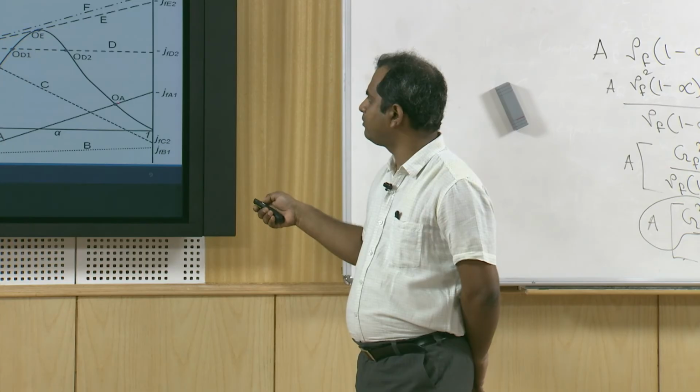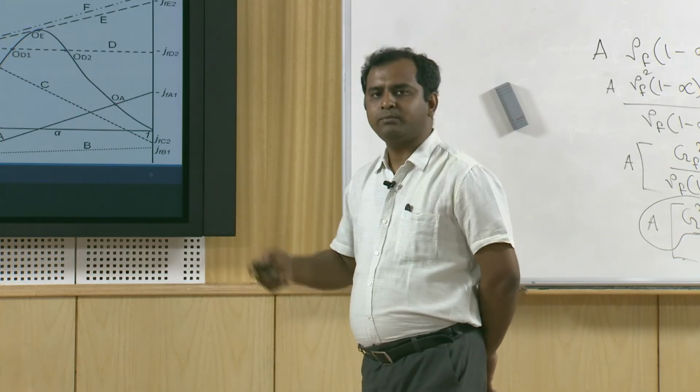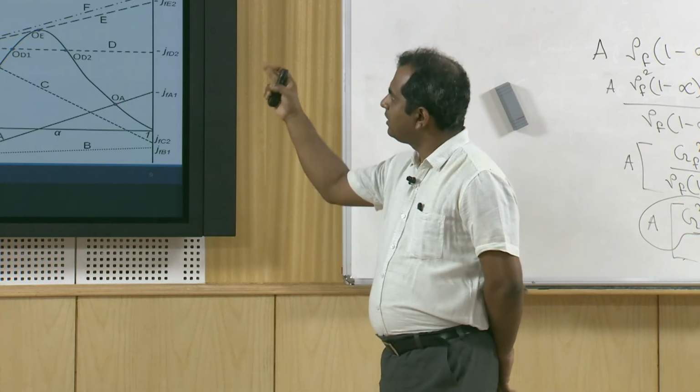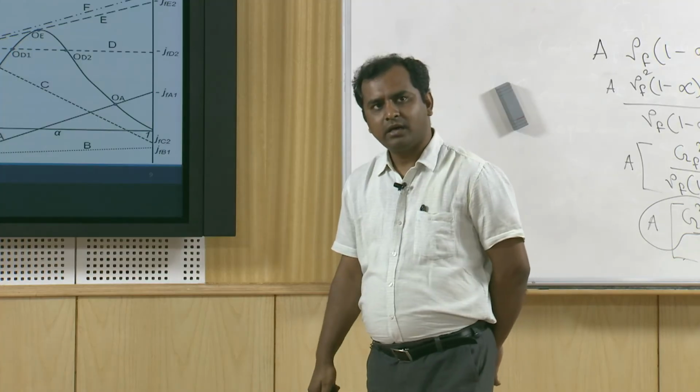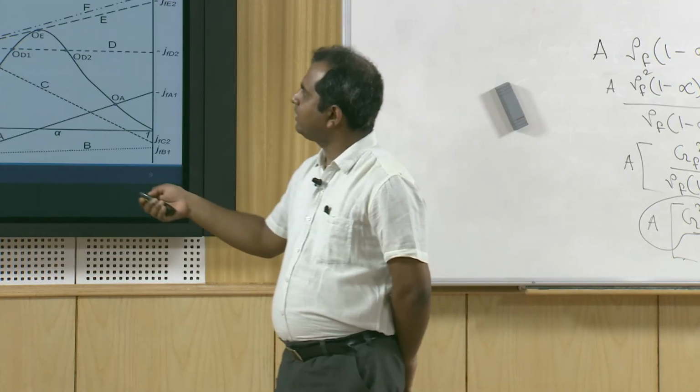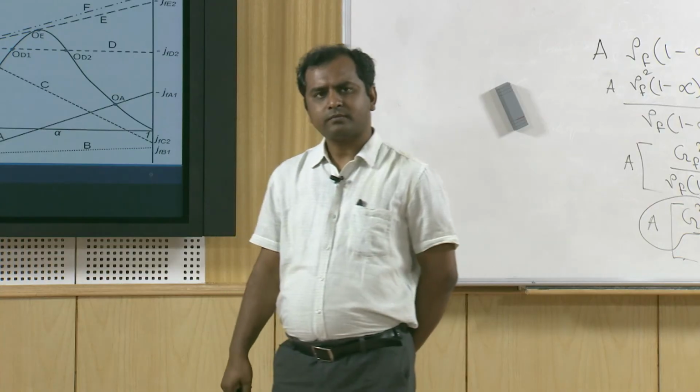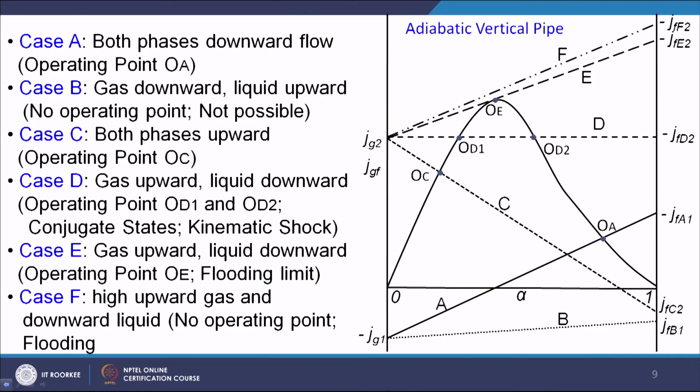So, this is my operating point OA. In this operating point at this alpha, the adiabatic vertical pipeline can stay. So, we can find out the operating point is OA. Continuing like this, let us take the second case.